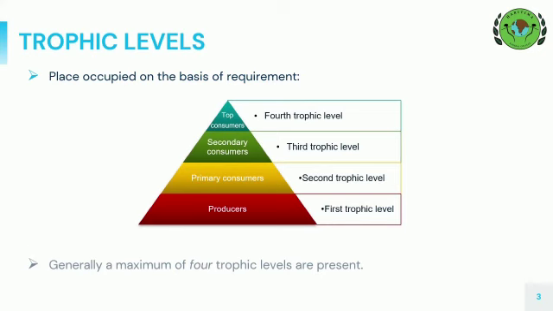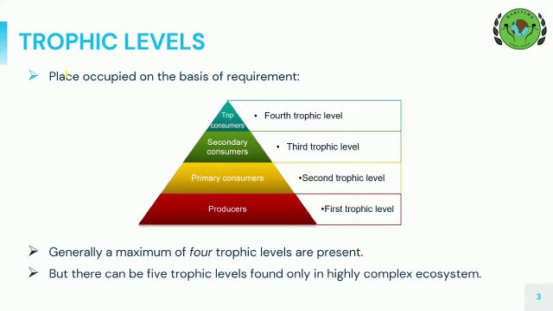Now let's see in detail what are trophic levels. This is the place occupied by the organism on the basis of the food requirement. Here we place the producers at first trophic level, and then primary consumers at second trophic level, and then the secondary consumers or primary carnivores at the third trophic level, and the top consumers at the fourth trophic level.